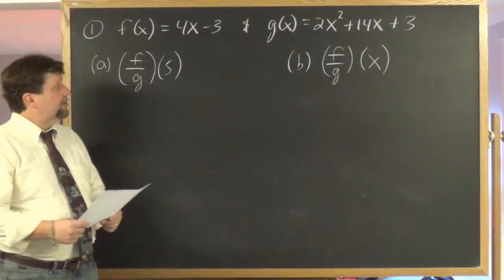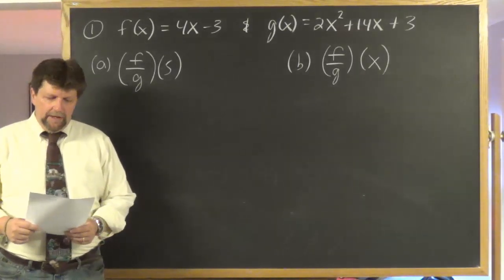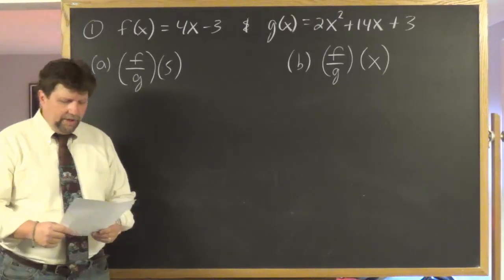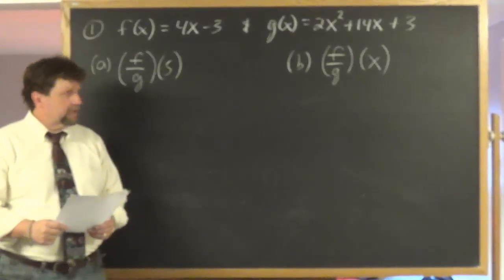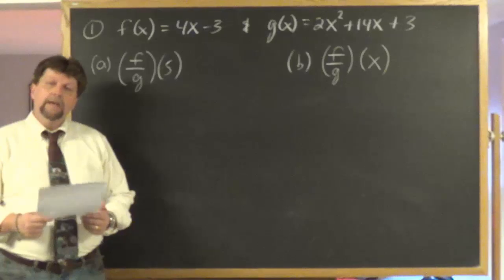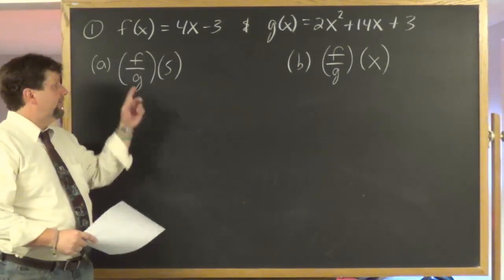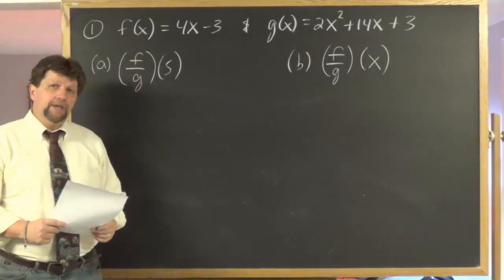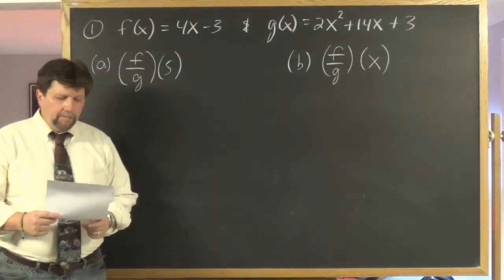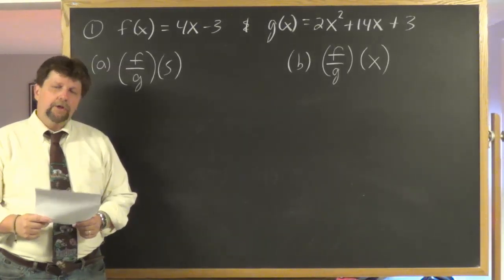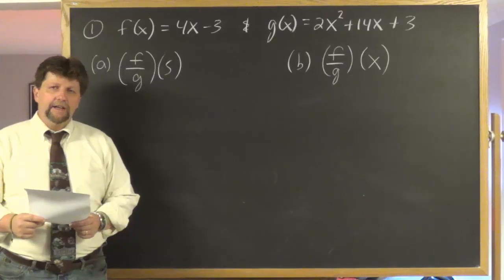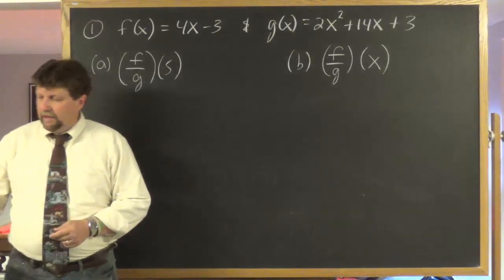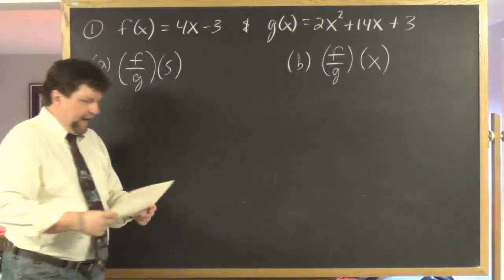Number 1, you were given the two functions, f of x equals 4x minus 3, and g of x equals 2x squared plus 14x plus 3. In part A, I asked you to evaluate the f divided by g of 5. And then in part B, determine and simplify f divided by g of x. So let's get started here with part A.